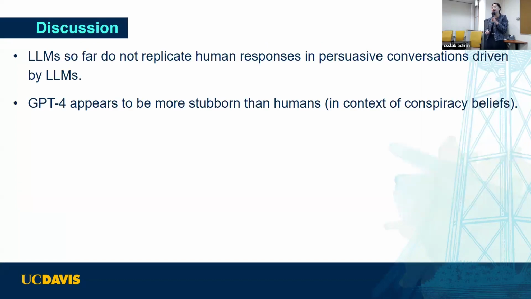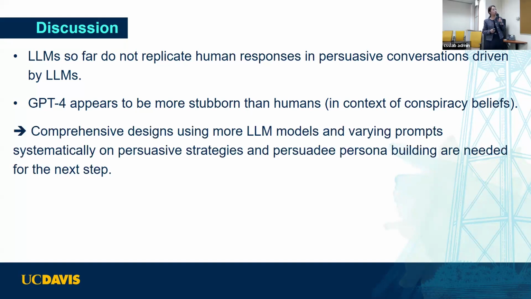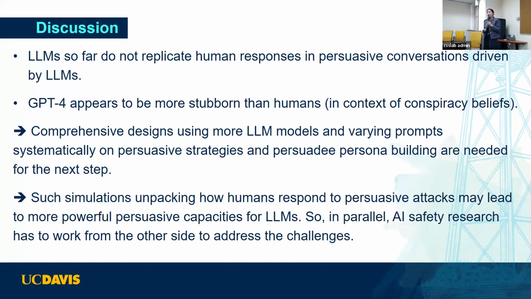So basically, quick discussion: LLMs so far do not replicate human responses in persuasive conversations driven by LLMs. From this particular perspective, I wouldn't be able to say that LLMs can stand in as humans, because they don't actually mirror how humans engage in persuasive conversations with other AI models. And GPT-4 appears to be more stubborn than humans in the context of conspiracy beliefs, in particular. Comprehensive designs using more LLM models and varying prompts systematically on persuasive strategies and persona building are needed as the next step. Again, this is about how we think about the space of prompt engineering the different models to engage in different types of persuasive conversations.